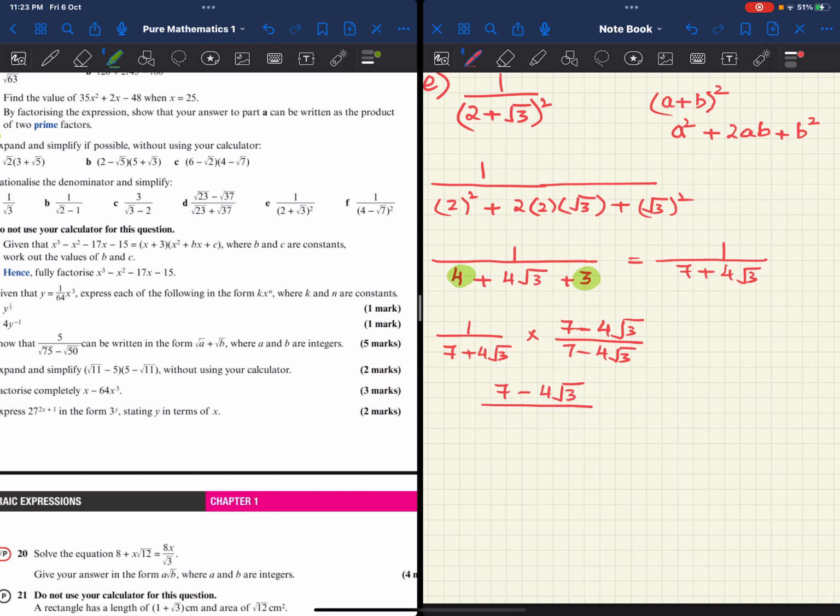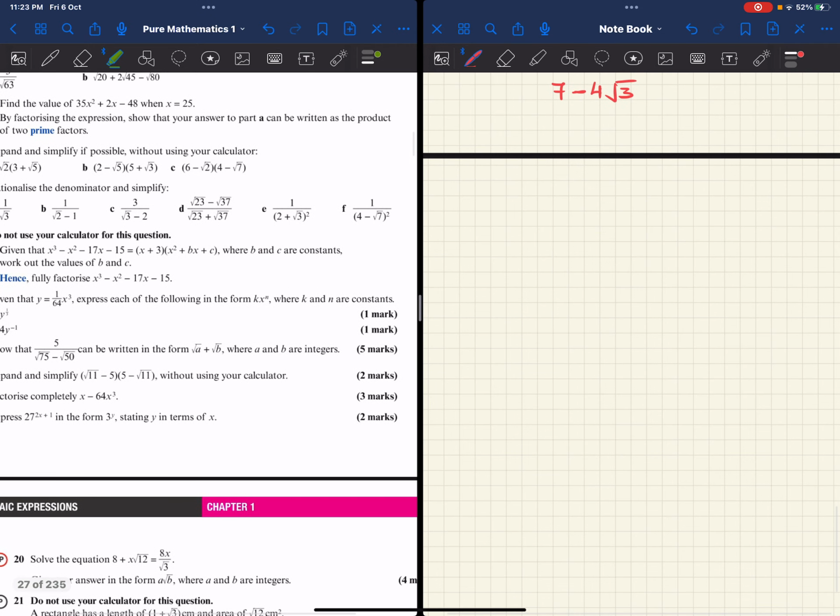In the denominator we have in the form of a minus b, a plus b. So that is a squared minus b squared. The numerator remains as it is. The denominator is 7 squared is 49, minus 4 squared is 16, and root 3 squared is just 3. So we have 7 minus 4 root 3 divided by 49 minus 16, 3s are 48. So 49 minus 48 gives you 1. So we have our answer 7 minus 4 root 3.